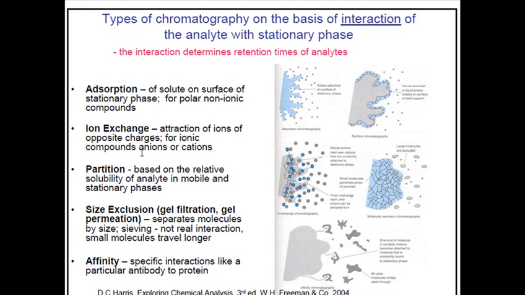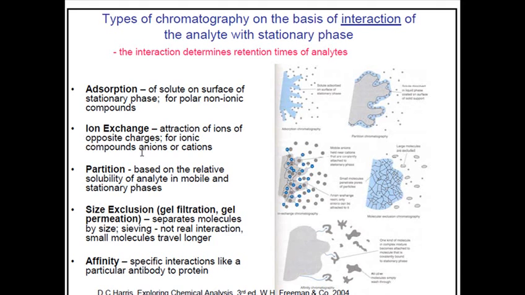So anion attracts cation, cation attracts anion, like that. And we can also have solubility as a partitioning. We need to have a solubility. We can also have a size exclusion. We can separate molecules according to their sizes. We can call it the gel filtration chromatography.